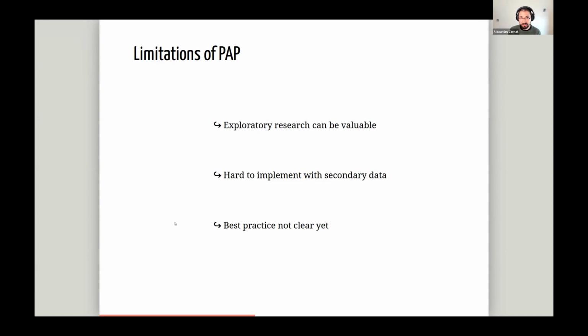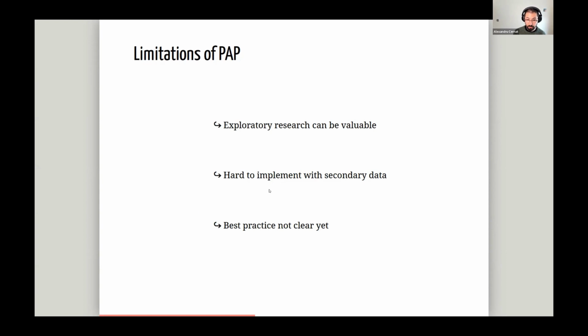There are some limitations of this approach as well. In some fields, maybe we don't have clear hypotheses developed, or some data is very messy and we can't say in advance exactly what we're going to do. So there is some value in doing exploratory work and research, and sometimes we can't write up a clear pre-analysis plan for exploratory work.